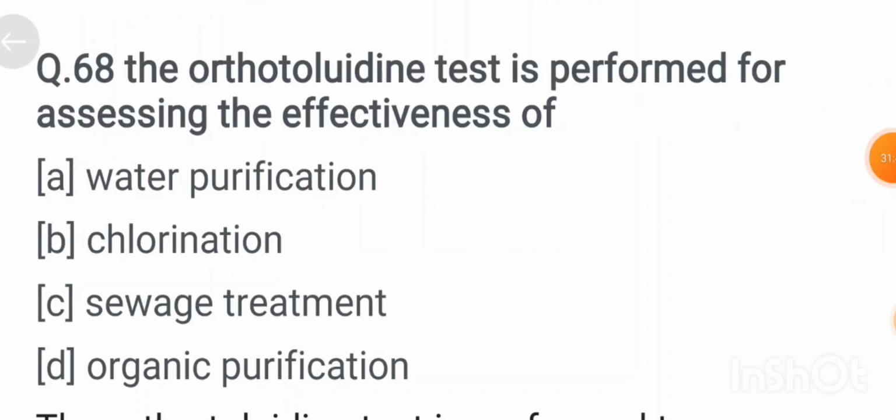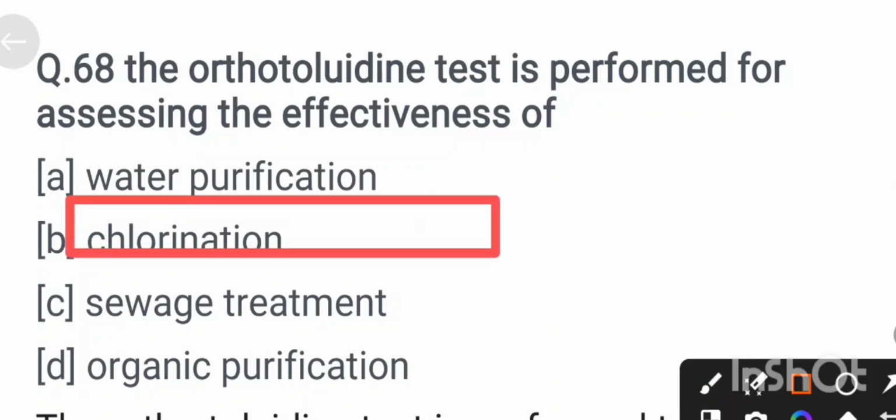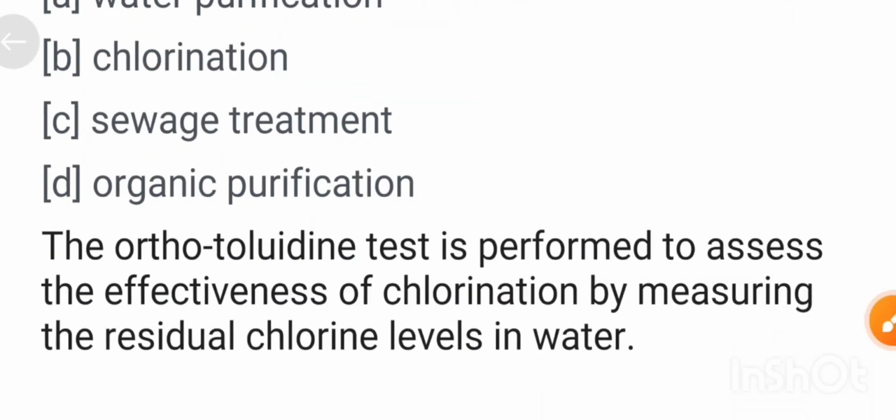The orthotolidine test is performed for assessing the effectiveness of: option A, water purification; option B, chlorination; option C, sewage treatment; option D, organic purification. Correct answer is option B, chlorination. The orthotolidine test is performed to assess the effectiveness of chlorination by measuring the residual chlorine level in water. Next question.